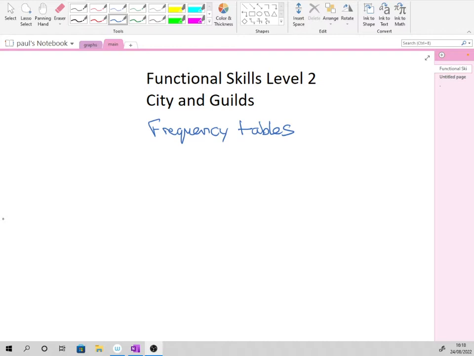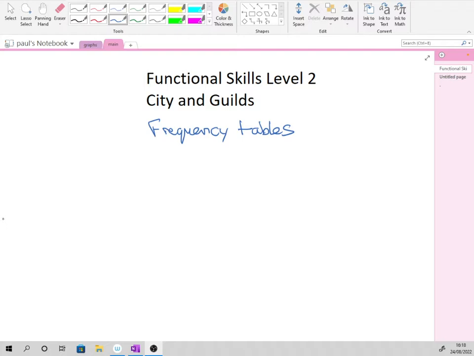This one, frequency tables. Frequency is how often something happens. And a table is where we set out the information in a nice format so we can see what's going on. Right, let's have a look.